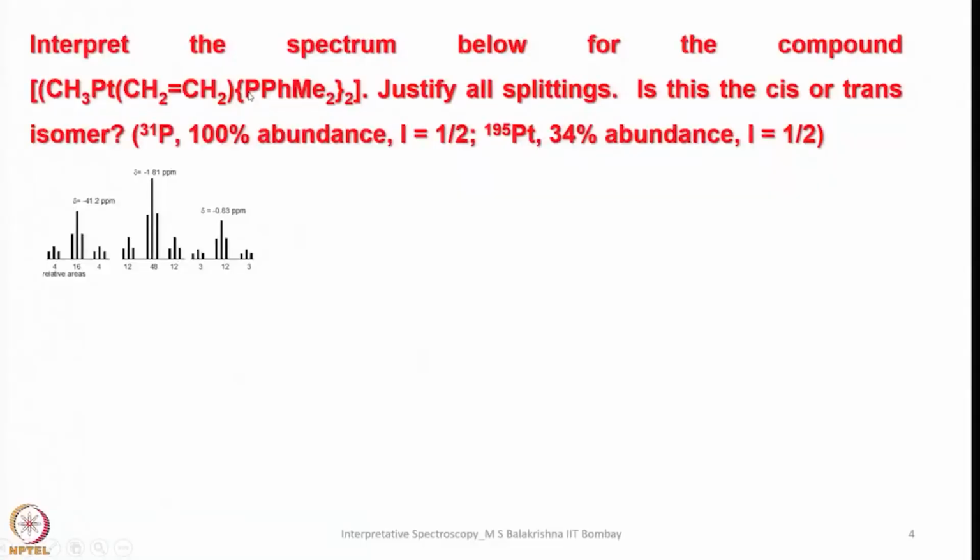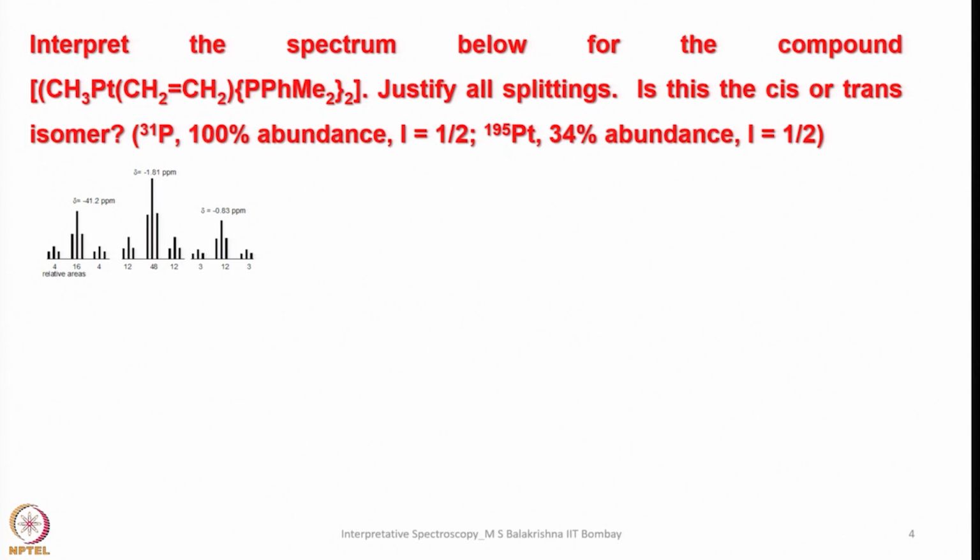Let us look into another interesting example. Look into the problem shown here. Interpret the spectrum below for the compound. A methyl group is there, platinum, ethylene is there, and 2 dimethyl phenyl phosphine ligands are there. So, justify all splittings. Is this the cis or trans isomer?